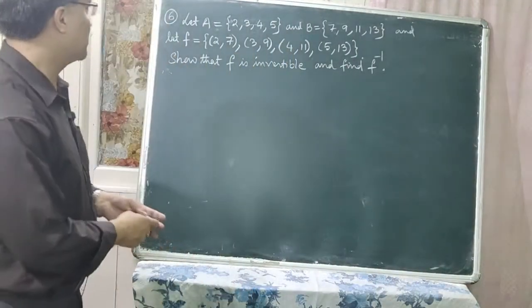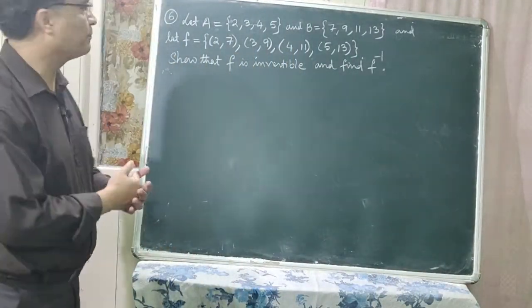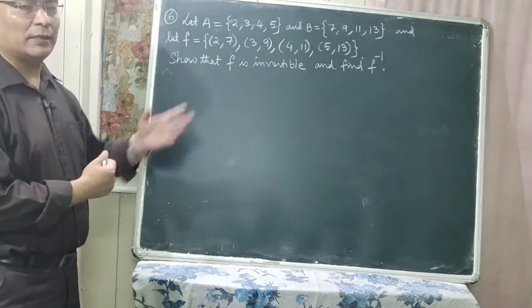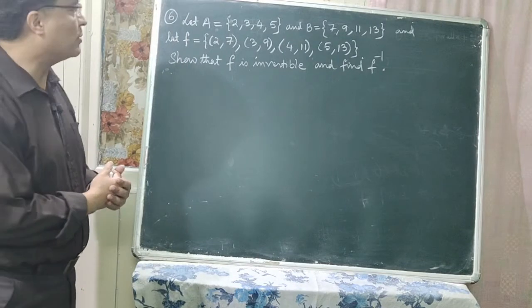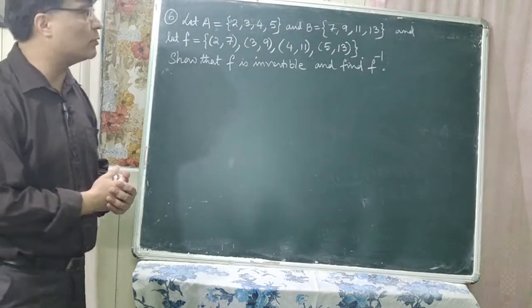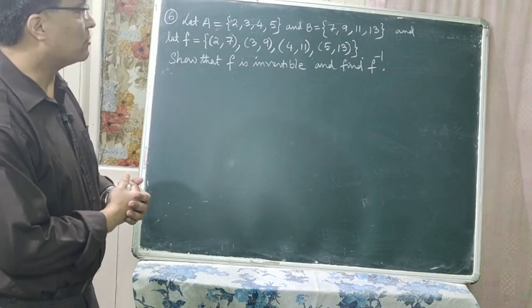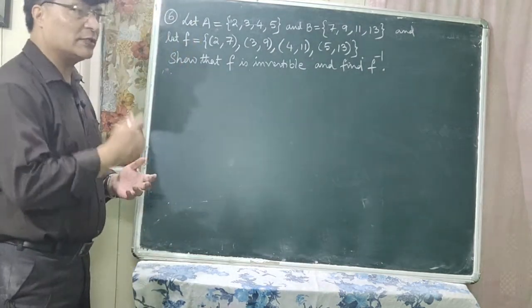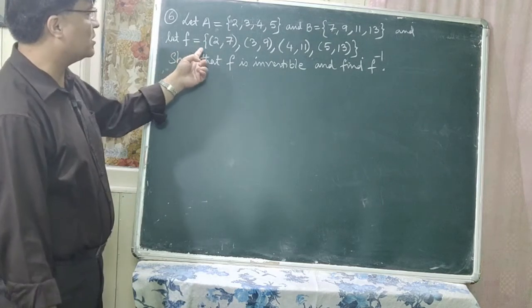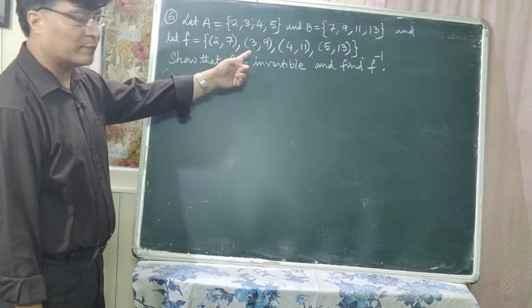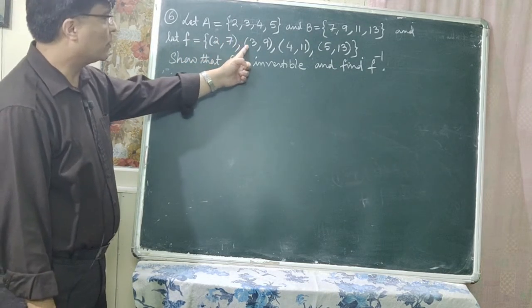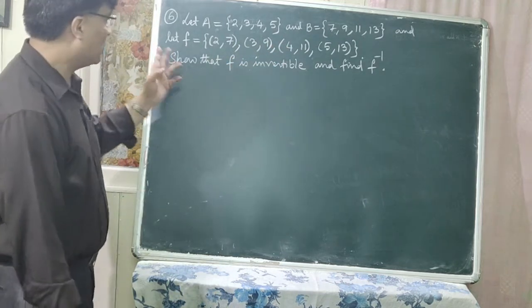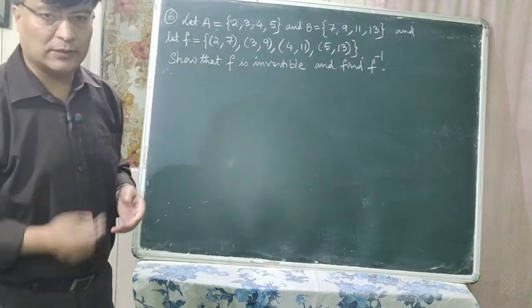So now we'll do the next question, that is question number 6. Let A be equal to {2, 3, 4, 5}. This is your set A, and set B is equal to the set of numbers {7, 9, 11, 13}, and the function f is given in terms of ordered pairs: (2, 7), (3, 9), (4, 11), and (5, 13). You have to show that f is invertible.